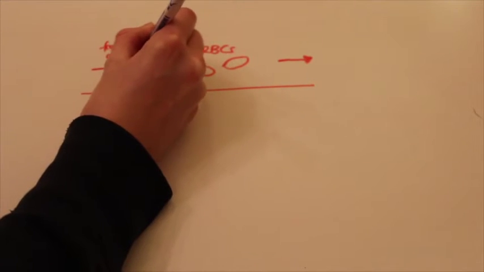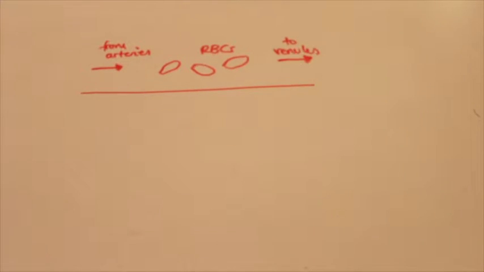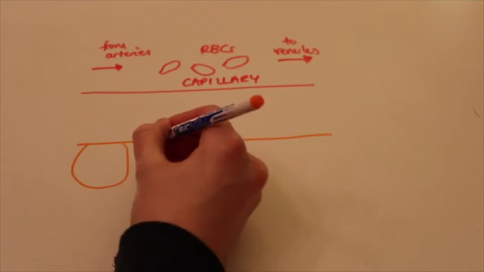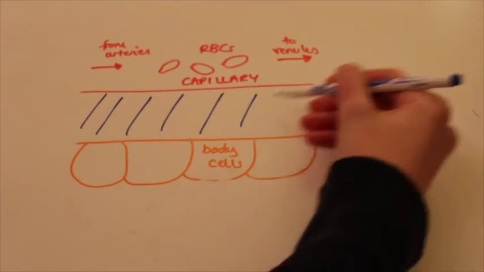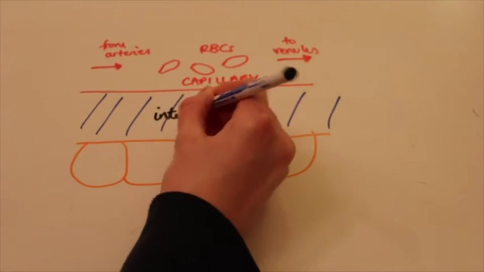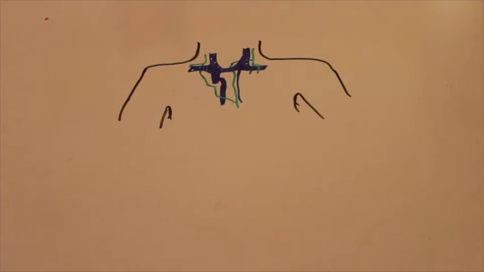So if fluid leaks from, say, your capillary into the interstitial space, it becomes interstitial fluid, and this needs to be drained back into the venous system so that the body's tissue don't become overwhelmed. So lymph is collected in lymphatic vessels which carry it away from the tissue and return it to the bloodstream.